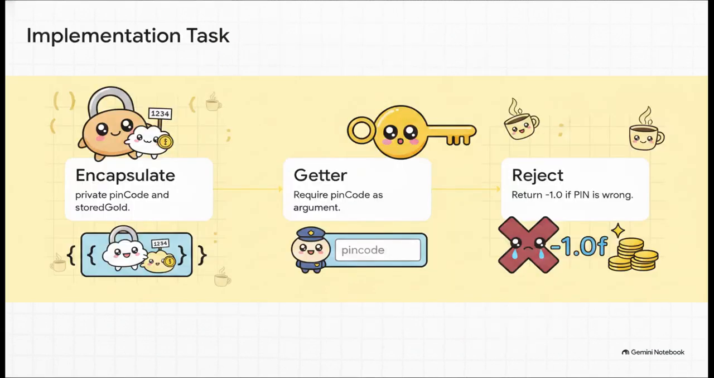So, here's an architectural challenge for you to tie this all together. Let's say you're building a Java class named SecureVault. Step 1 is properly encapsulating a private integer called pinCode set to 1234 and a private double called storedGold set to 50.0. Lock those down. Step 2 is implementing a getter for that storedGold, but requiring the correct pin code as an argument before it reveals anything. And finally, Step 3, writing the logic so that if the supplied pin is incorrect, you completely reject access and return -1.0.